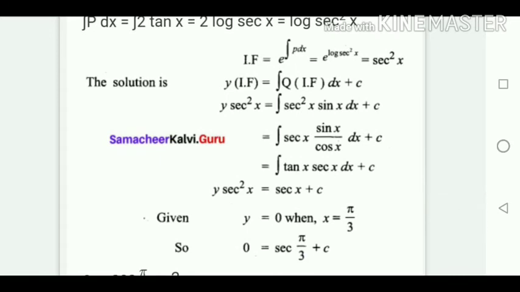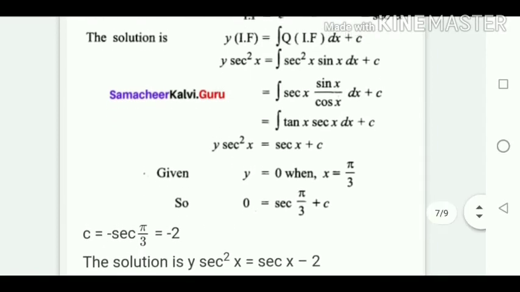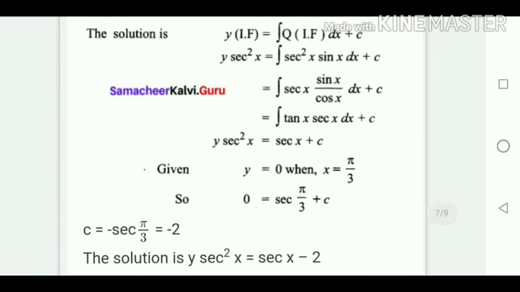So 1 by cos x into sin x becomes sin x by cos x. So it is tan x. Tan x secant x equal to secant x plus c. Then it is given in the question that y equal to 0 and x equal to pi by 3. So substitute this value in the left hand side and right hand side. We are getting 0 equal to secant pi by 3 plus c. Therefore c equal to minus secant pi by 3.